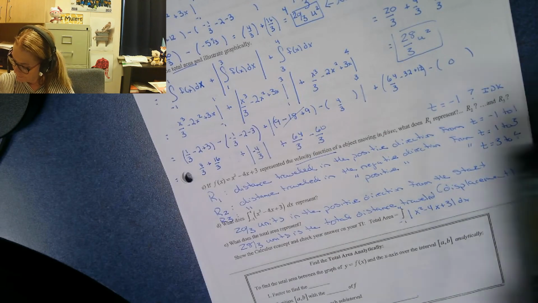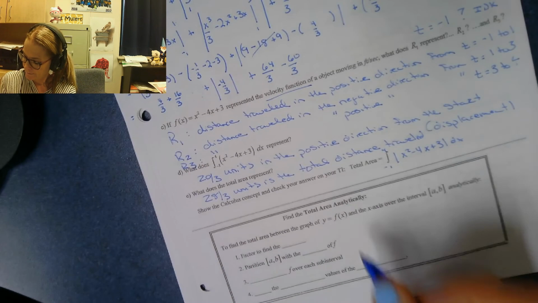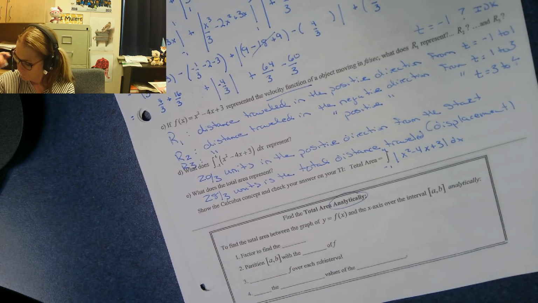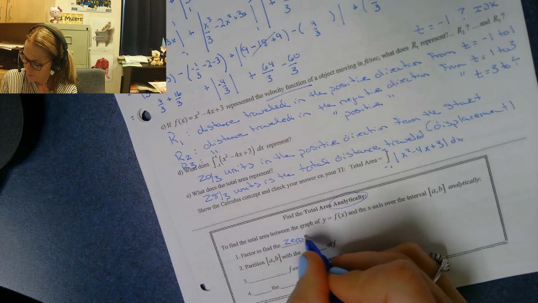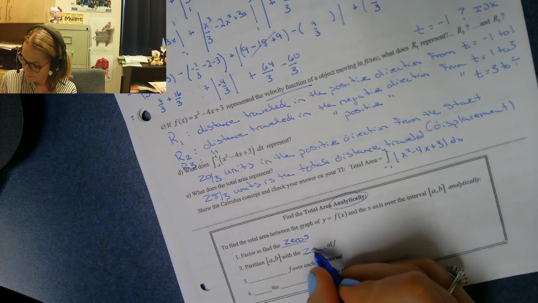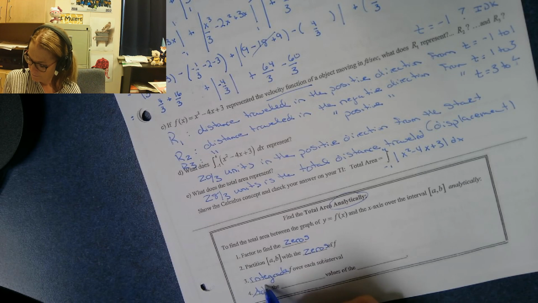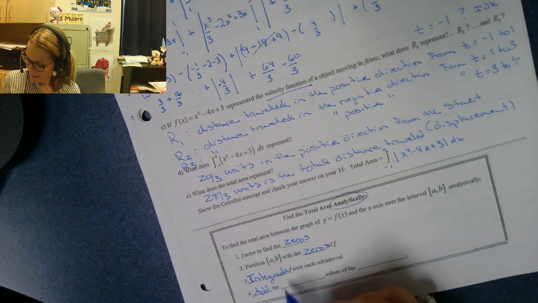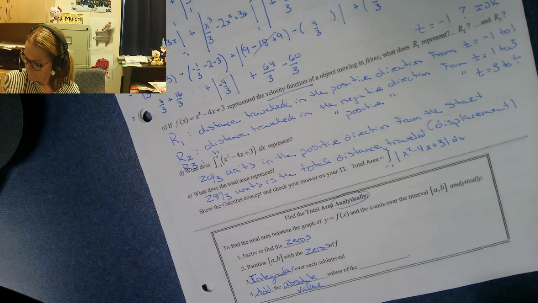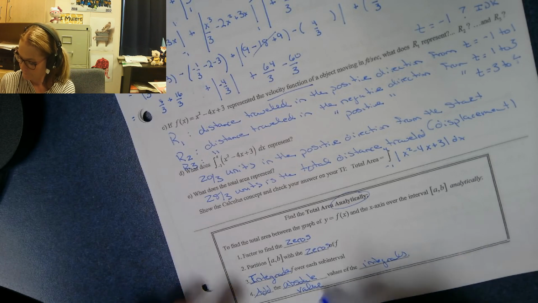All right, so steps. Finding the total area analytically. So this means without the TI. You want to factor to find the zeros because that's where you'll be able to have a split from positive to negative area. Partition AB with the zeros and integrate over each subinterval and add, I guess that should be capital, add the absolute value of the integrals.